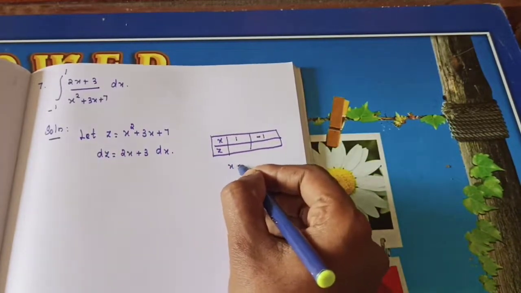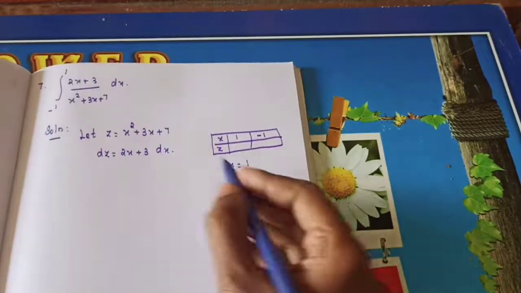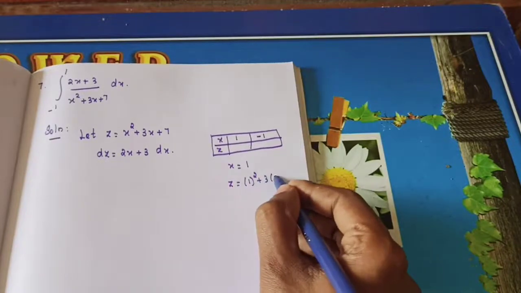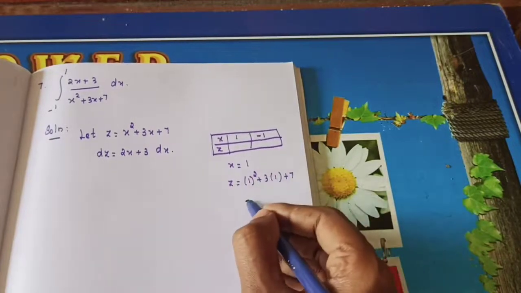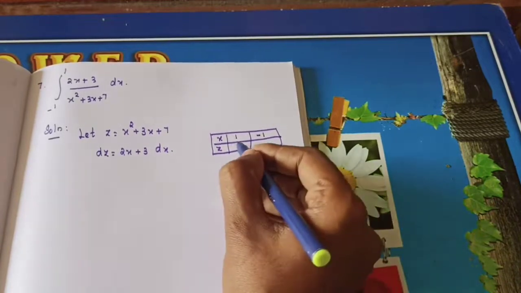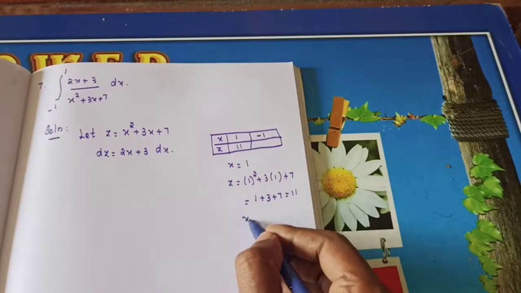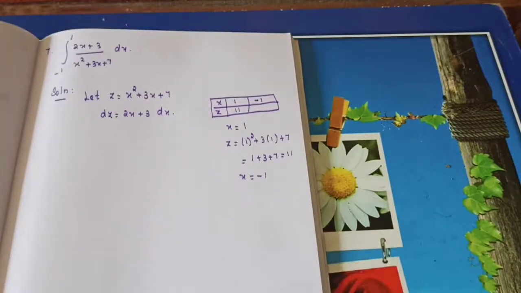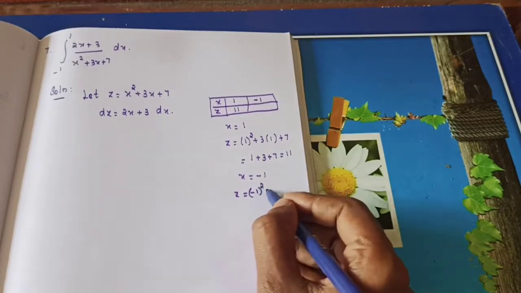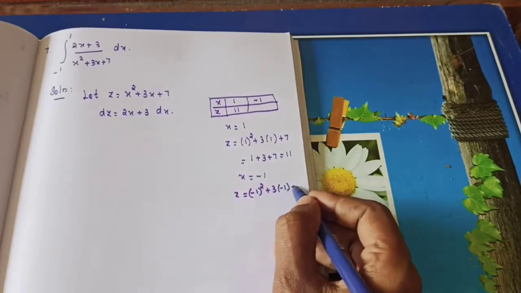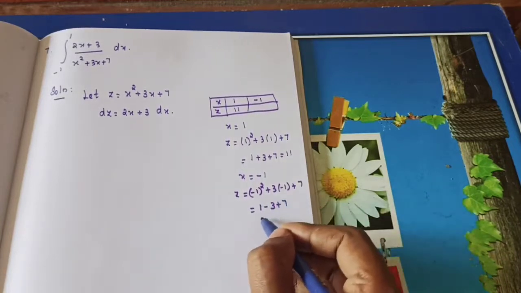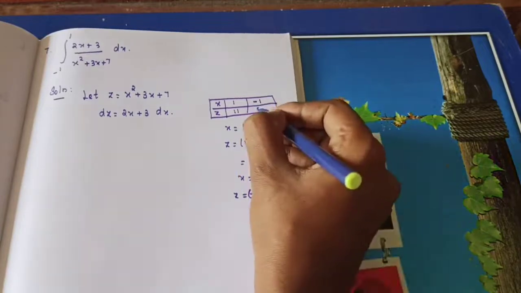For first x is equal to 1. Correct? Substitute here. So z is equal to 1 square plus 3 into 1 plus 7. That's equal to 1 plus 3 plus 7. The value will be 11. Then next one, x is equal to minus 1. Substitute x equal to minus 1. So z is equal to minus 1 the whole square plus 3 into minus 1 plus 7. That's equal to 1 minus 3 plus 7. So 8 minus 3 means you will get as 5.